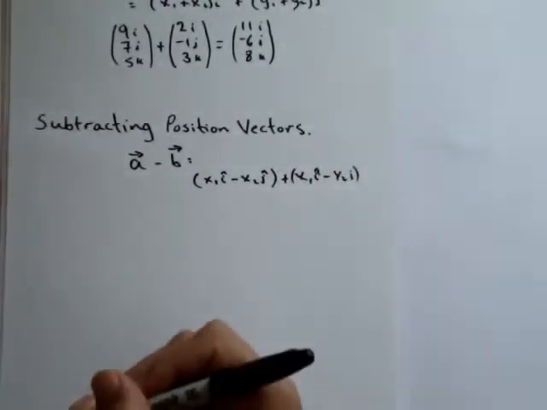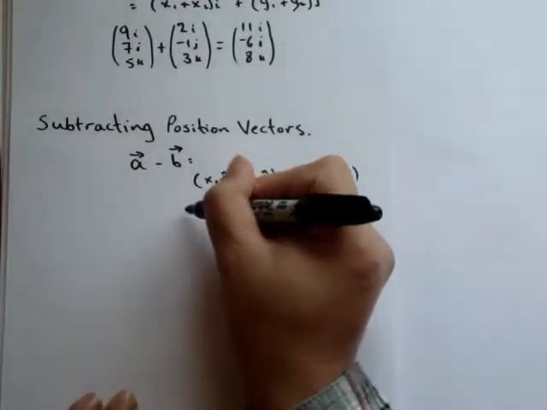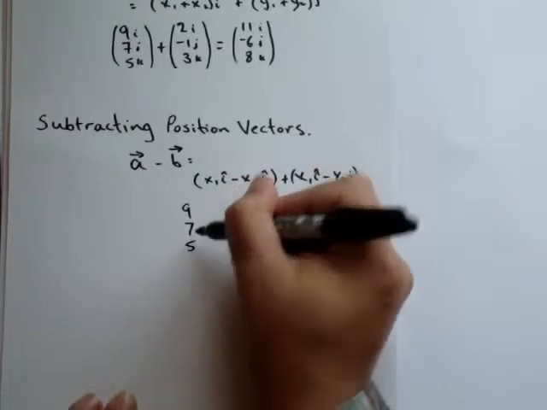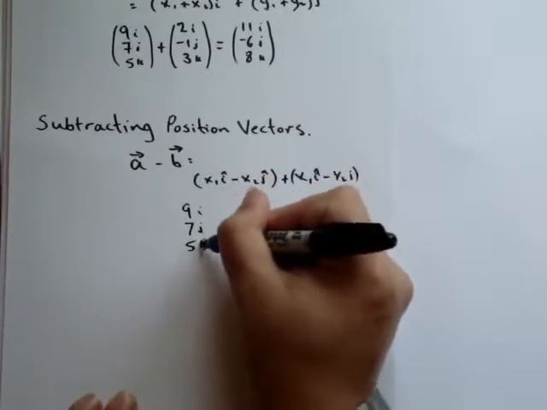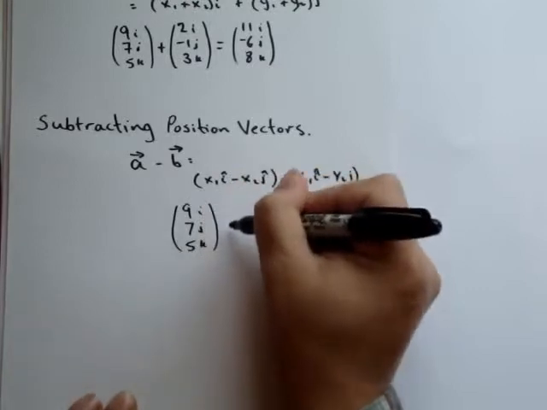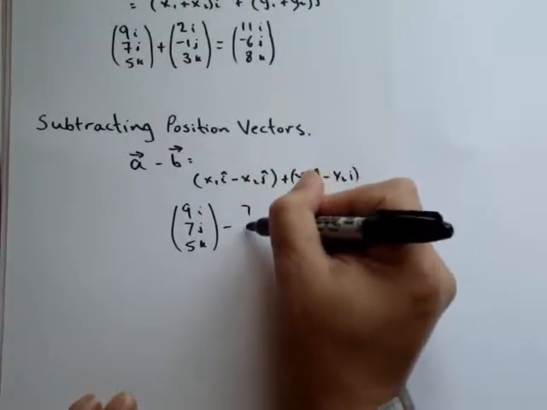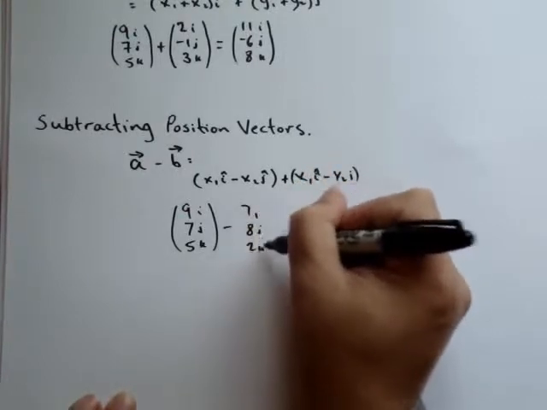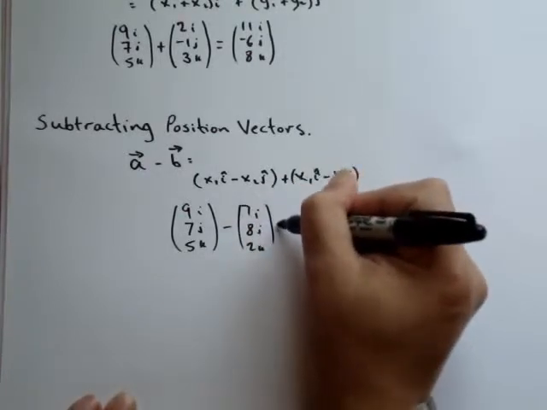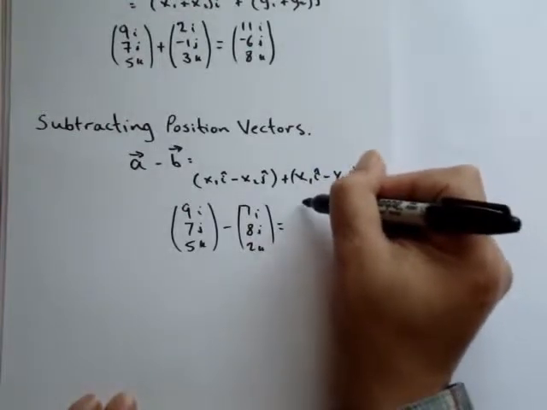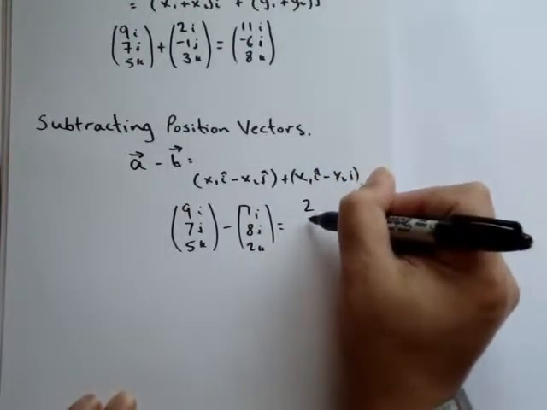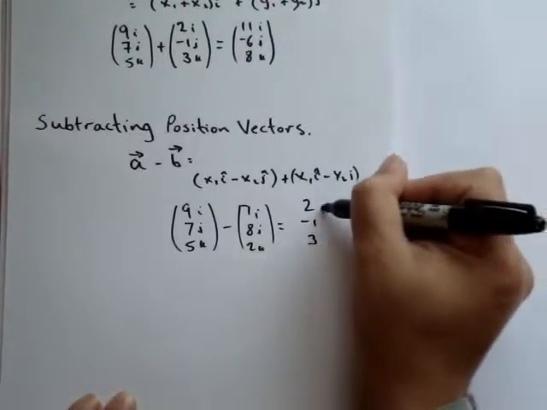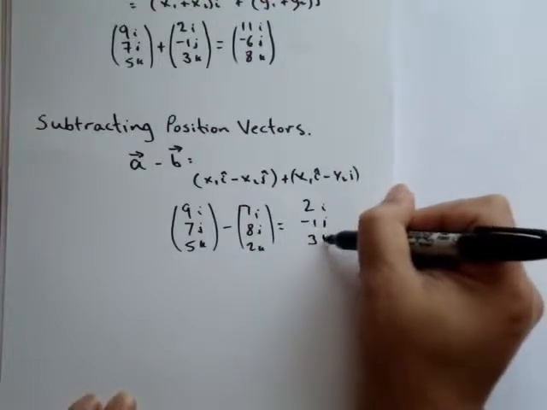So let's put that in column form. If we have (9, 7, 5), that would be i, j, k, and we're subtracting (7, 8, 2) in i, j, k. That would be 9 minus 7 is 2, 7 minus 8 is minus 1, and 5 minus 2 is 3. And that again would be i, j, k.